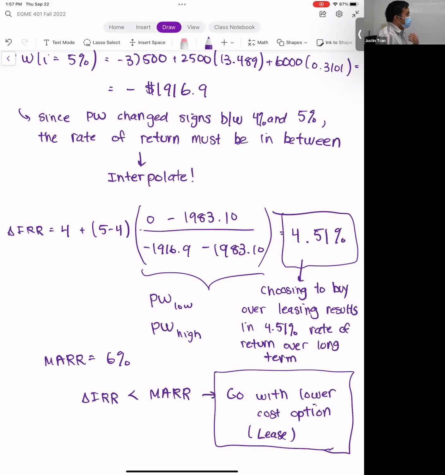Okay. And so even though the more expensive option most of the time, in most practical cases, is going to result in more money over the long run, just kind of in a vacuum, a lot of economic decisions are not just made in that vacuum. And so you have to kind of consider what's going on outside as well. And so that's what the MARR is.